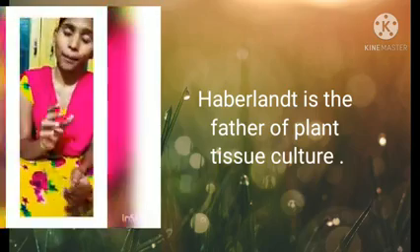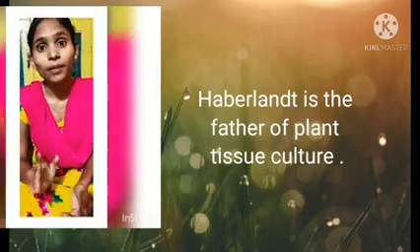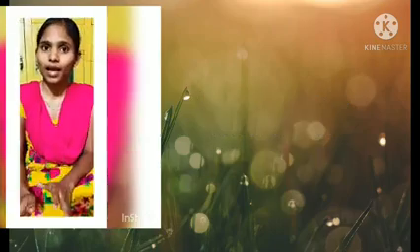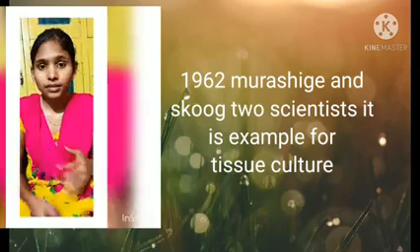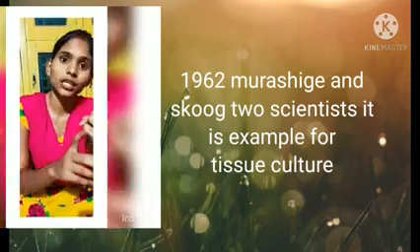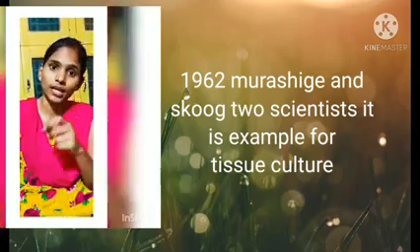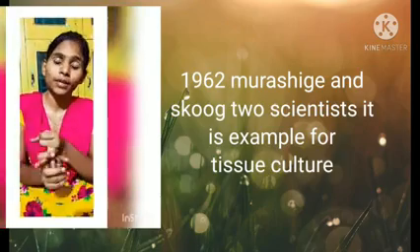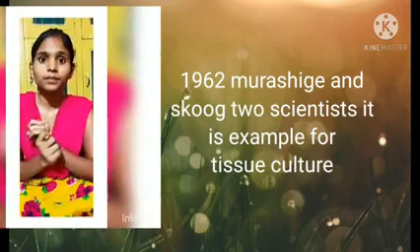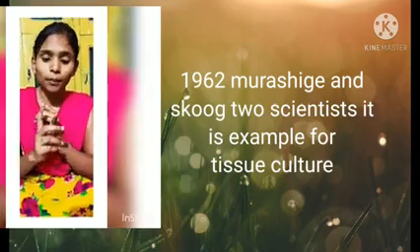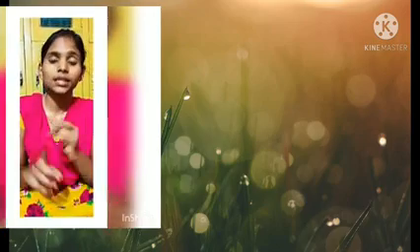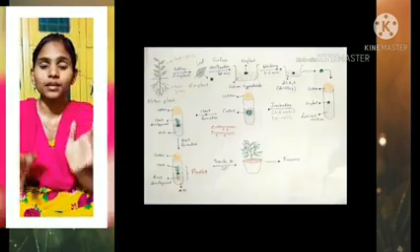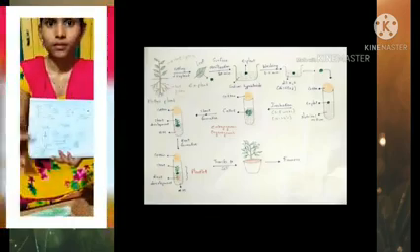Haberland is the father of the plant tissue culture. Now, in 1962, the nutrient for this plant tissue culture is MS medium. MS means two scientists' names: M means Murashige and S means Skoog. These are the two scientists. This is the example for the nutrient medium.